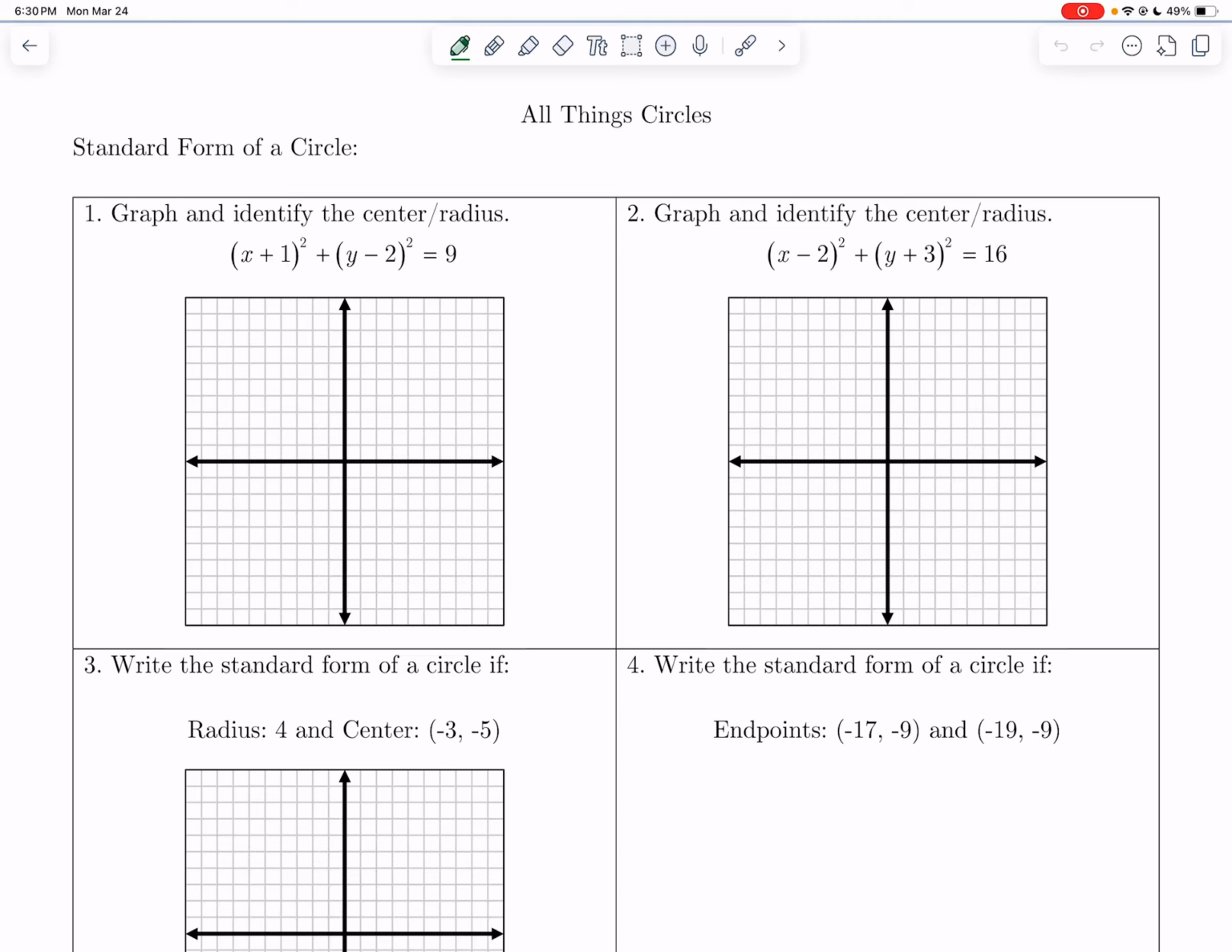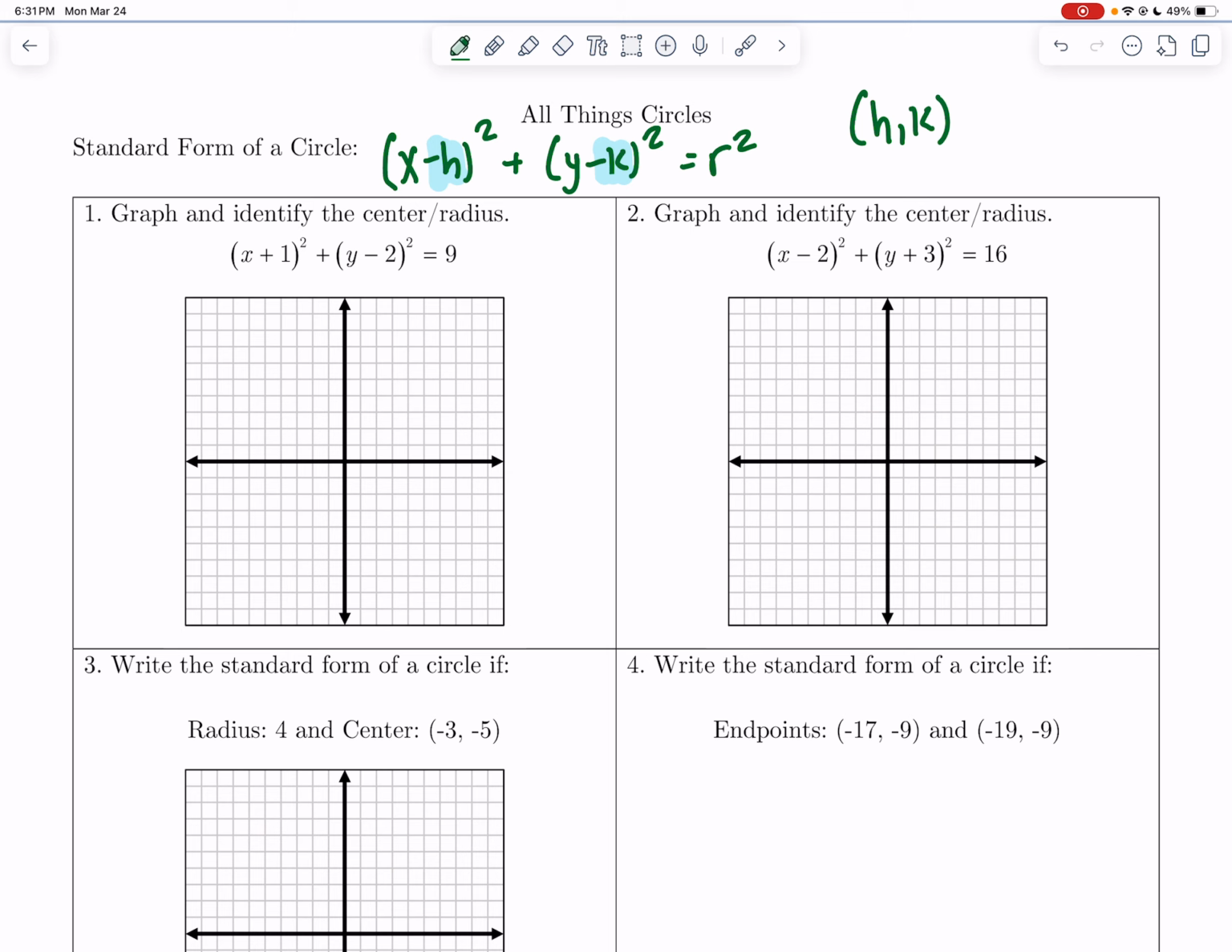Alrighty, in this video, we are going to be talking about how to graph a circle. So it's going to be all things circles with equations and graphing. The standard form of a circle is (x - h)² + (y - k)² = r². h and k is going to be your center.